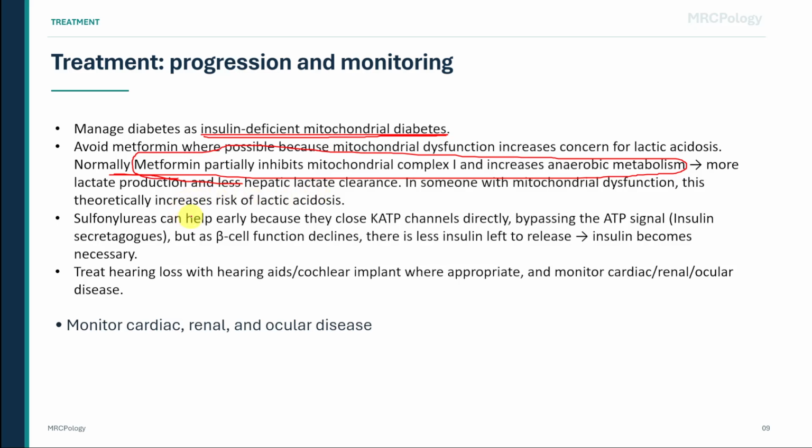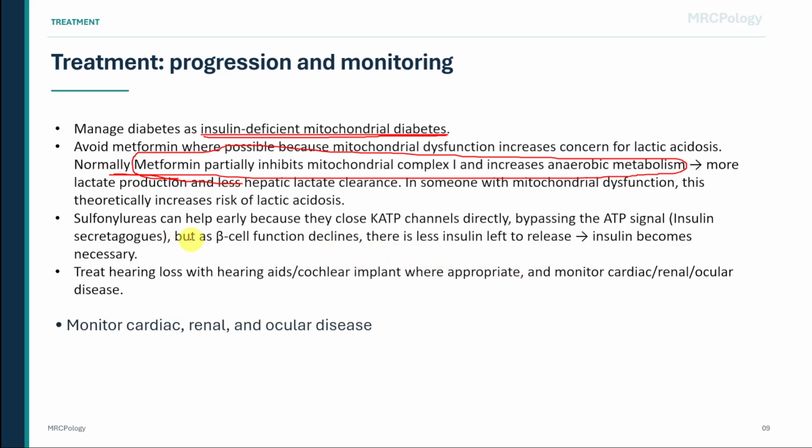Sulfonylureas may be useful during the earlier stages of the disease, while the patient still has enough functioning beta cells to release insulin. Their mechanism is particularly relevant here. Sulfonylureas close the K-ATP channel directly. They therefore bypass the defective ATP signal and stimulate membrane depolarization, calcium influx, and insulin secretion. However, sulfonylureas can only release insulin that the beta cells are still capable of producing. As beta cell function declines, there is progressively less insulin available for release. At that stage, insulin therapy becomes necessary.